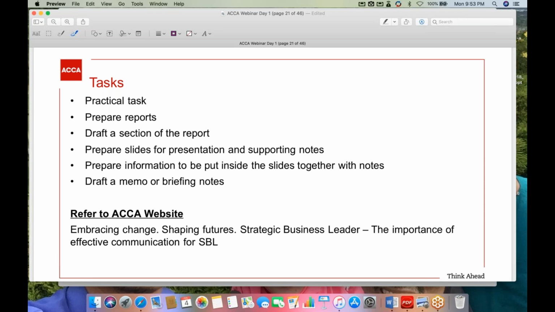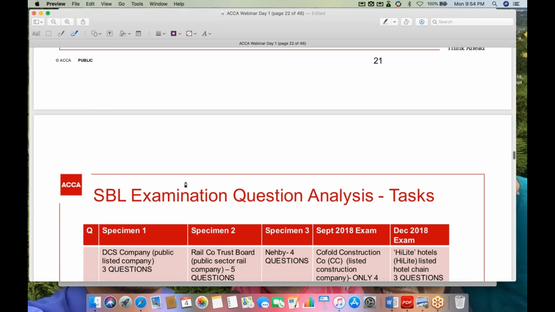Tasks are practical tasks. Usually you'll be asked to prepare reports, draft a section of the reports, prepare slides for presentation and supporting notes. Prepare information to be put inside the slides together with the notes. These are basically some of the tasks. And you are supposed to draft a memo or briefing notes. If you refer to the ACCA website, you will see the impact of effective communication for SBL. That would help you to know your task well.